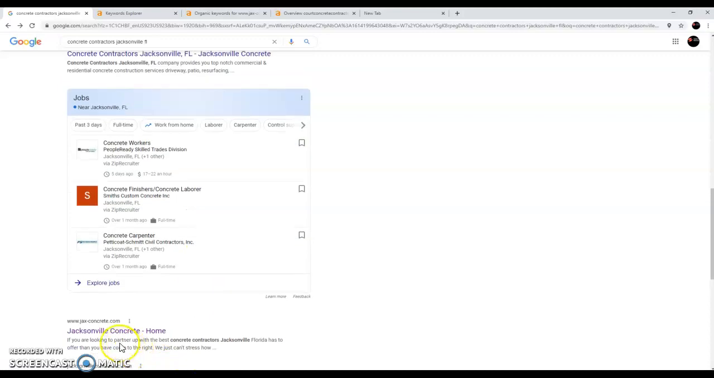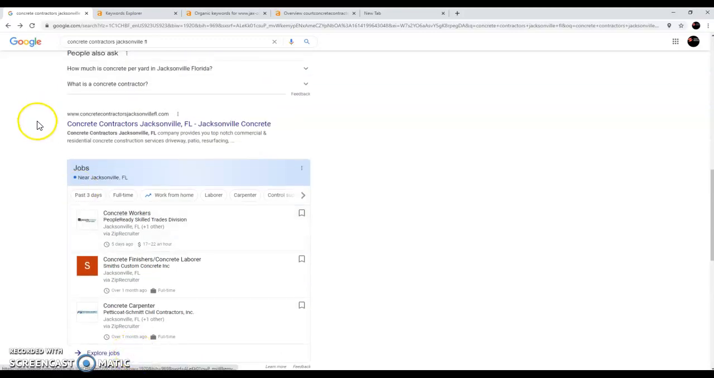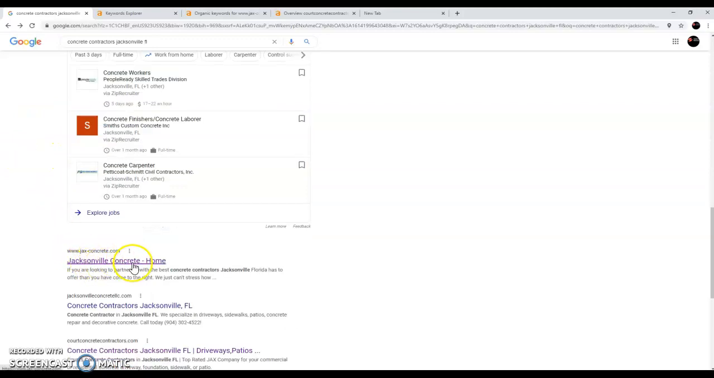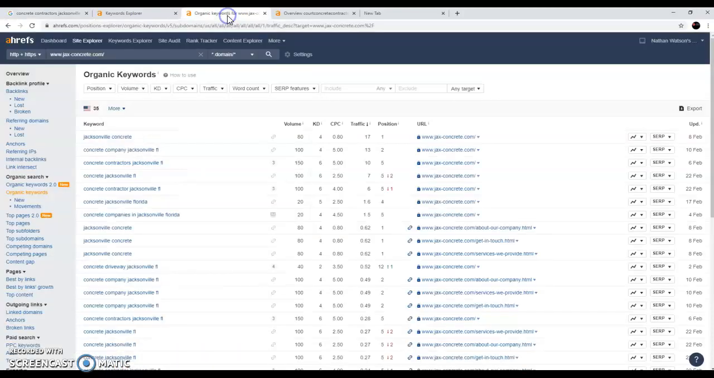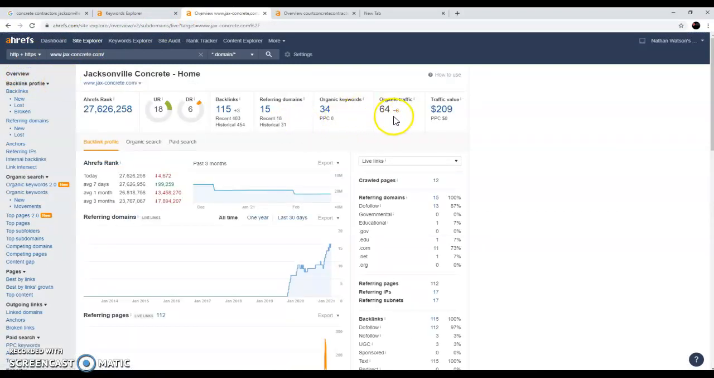So I already had Jacksonville Concrete pulled up. We can look at this eventually as well. But first, we'll look at Jacksonville Concrete. If we look at the overview of their website, we can see what it's bringing in. 64 people clicked on their website. They have 34 keywords ranking and 115 backlinks.